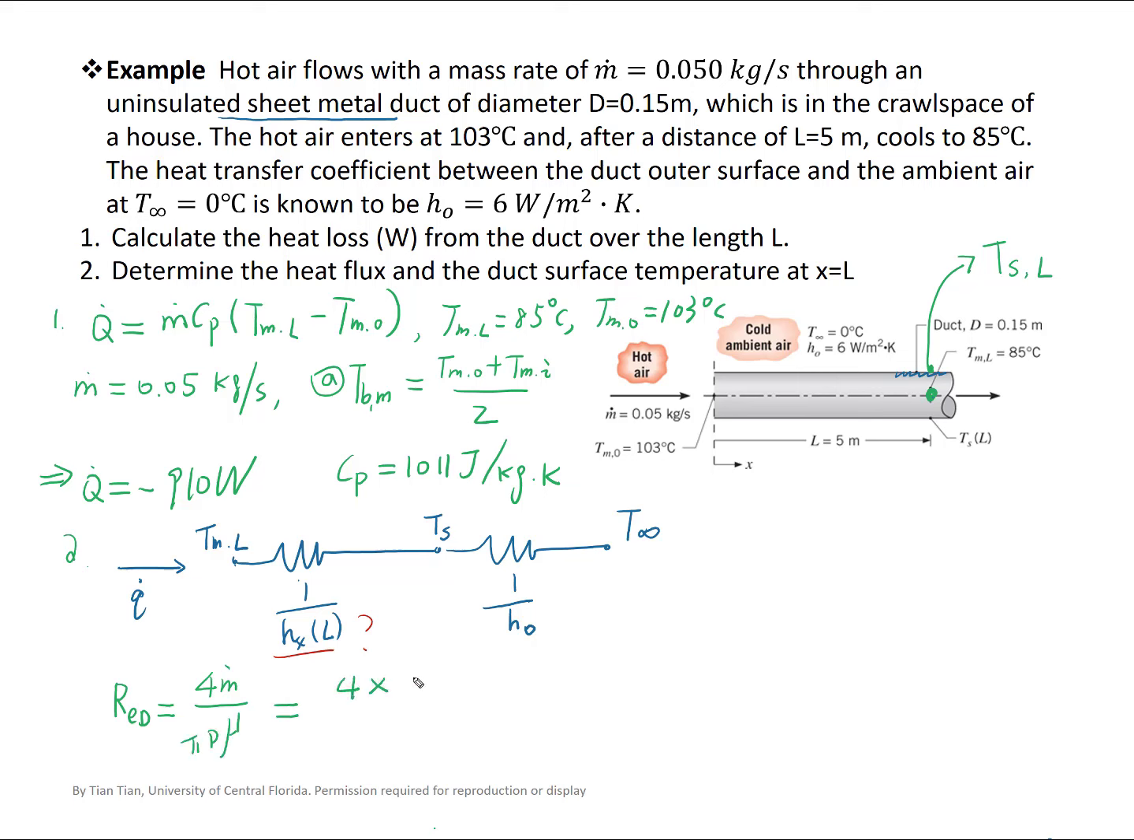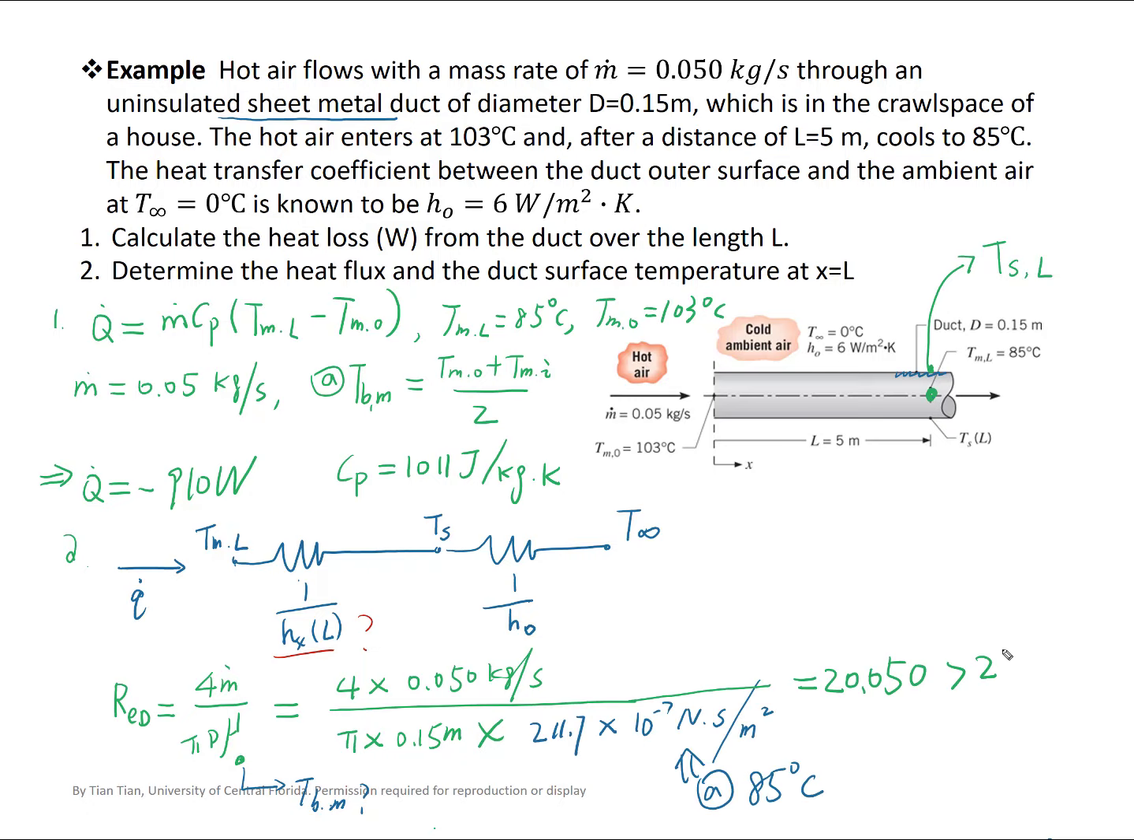Mass flow rate is 0.05. Diameter is 0.15 meters. The mu, this viscosity, we should use the viscosity at which temperature? Should we evaluate this viscosity at the bulk mean temperature? Not really, since we're concerned about heat transfer at this local point. So we need the viscosity at this local temperature, 85 degrees Celsius. This is larger than 2,300. So we conclude the flow is turbulent.